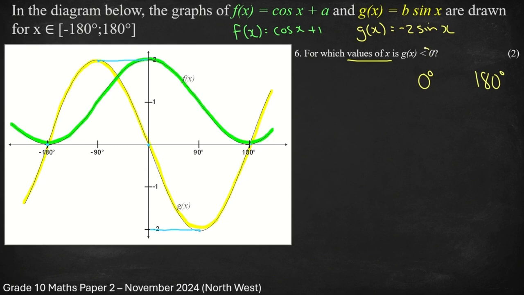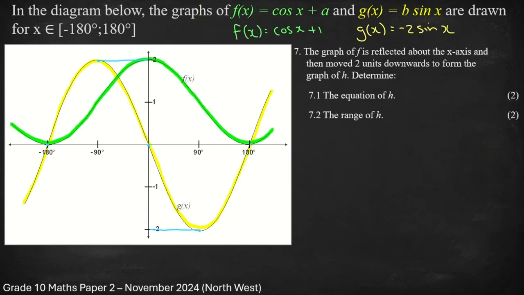But now remember, 0 is not included, only less than 0. Therefore, I'm going to write that x is bigger than 0 degrees and it is less than 180 degrees. You can also write it as x is an element of 0 degrees with a rounded bracket all the way through to 180 degrees, also with a rounded bracket, because 0 degrees and 180 degrees must be excluded.